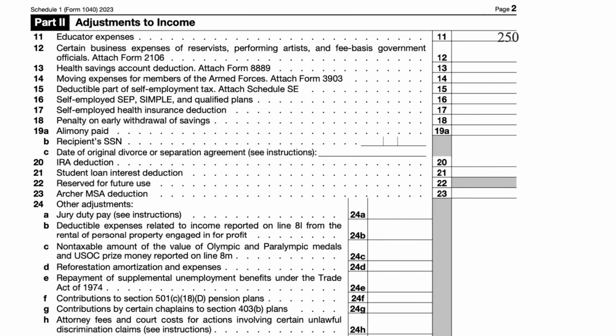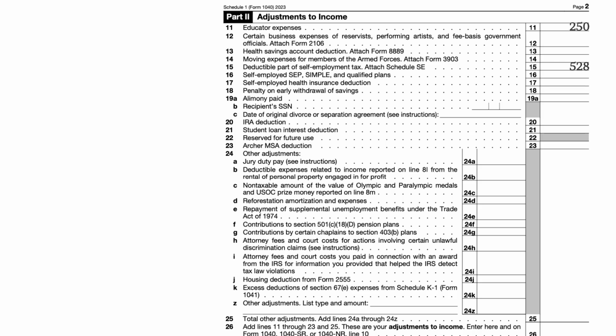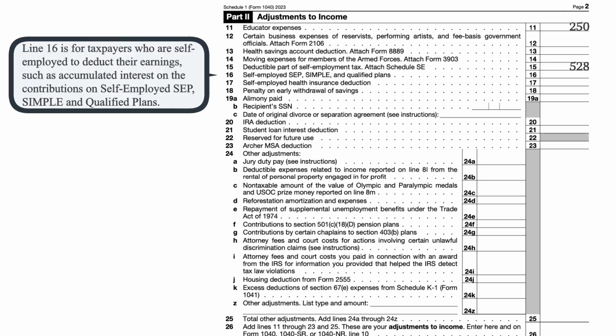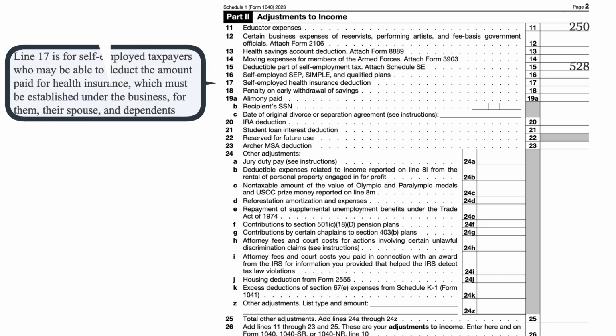Moving on to line 16, which is for taxpayers who are self-employed to deduct their earnings, such as accumulated interest on their contributions to self-employed SEP, SIMPLE, and qualified plans. Line 17 is for self-employed taxpayers who may be able to deduct the amount paid for health insurance, which must be established under the business for them, their spouse, and their dependents.